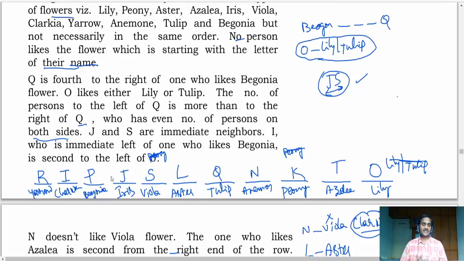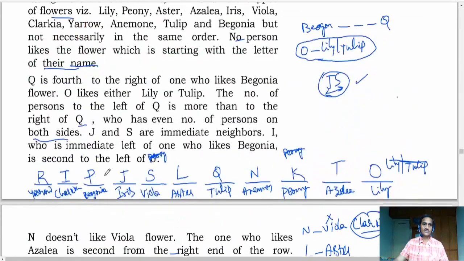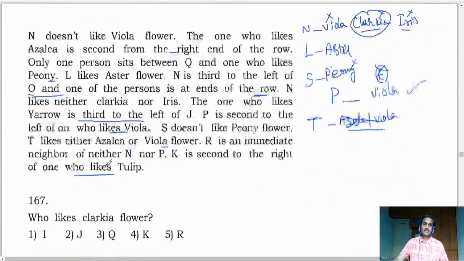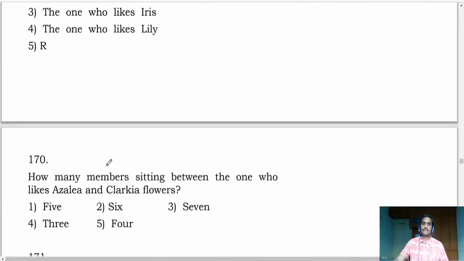Clear? This is the final arrangement. Question numbers 167 to 171. Altogether there are some 11 persons sitting in a row facing towards north, and these 11 persons like different flowers as well. Okay, done? This is 167 to 171.